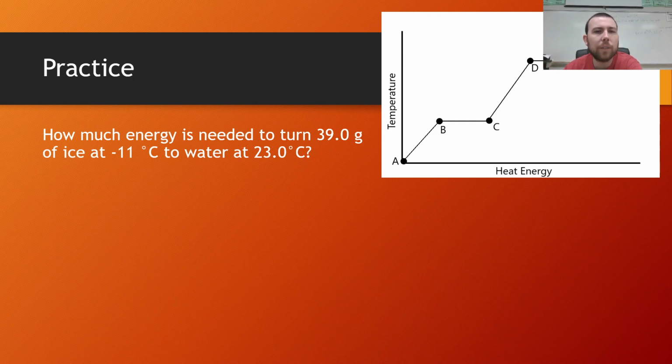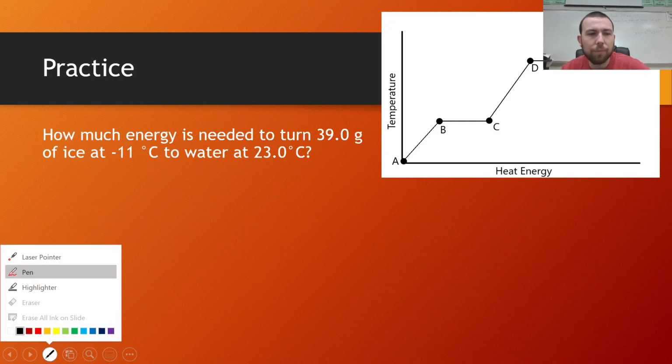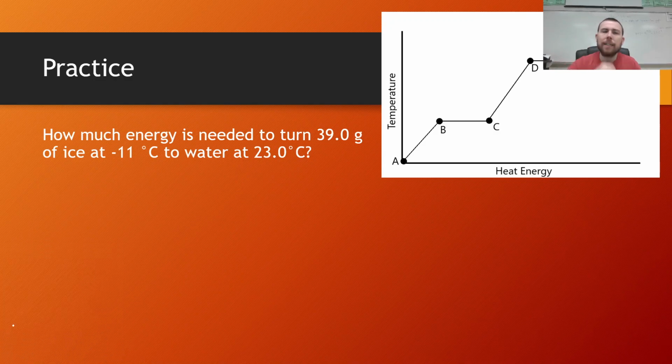All right, so let's walk through how we would do this if we were asked to do a heating curve problem. So we've got our heating curve here, and it says: how much energy is needed to turn 39 grams of ice at negative 11 degrees Celsius to water at 23 degrees Celsius? Now for me, the first thing I would want to do is identify essentially what sections I am dealing with on my heating curve.